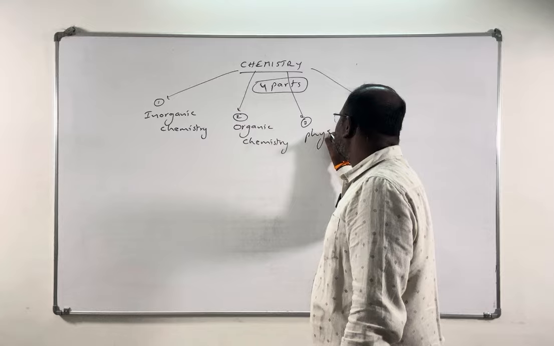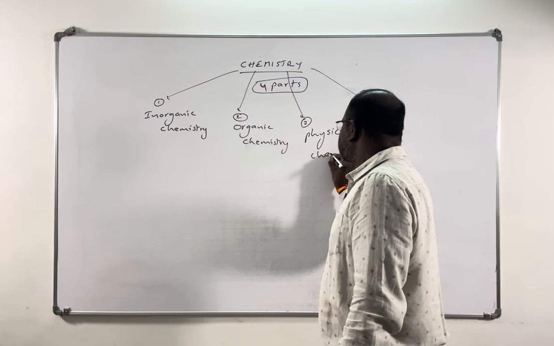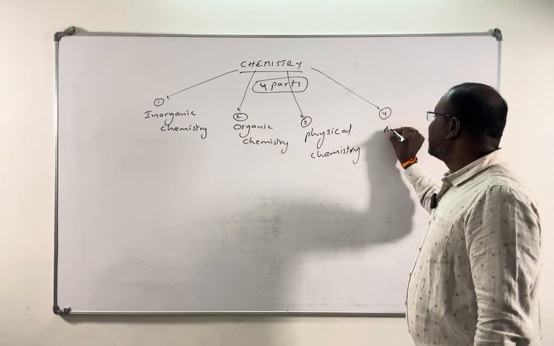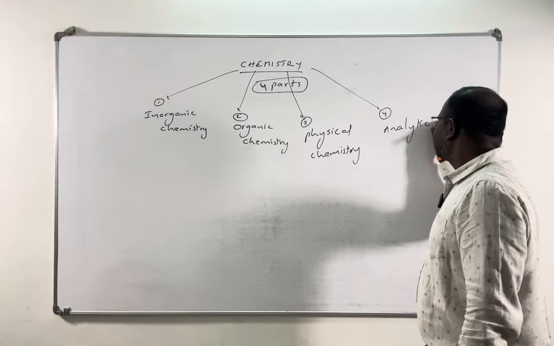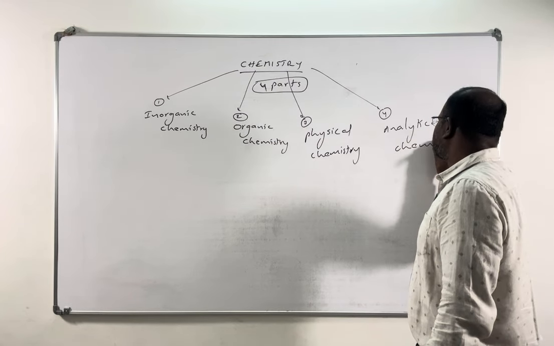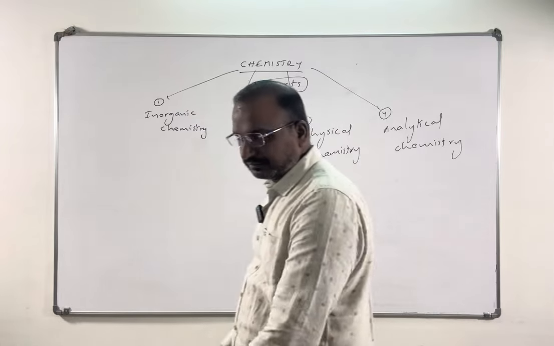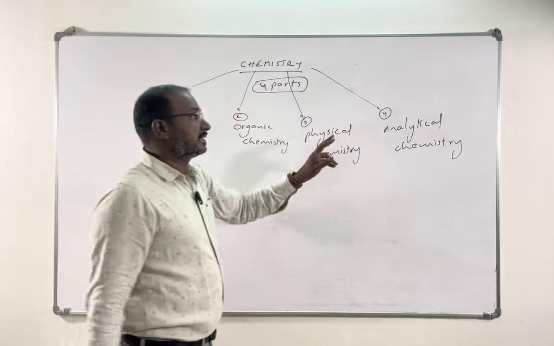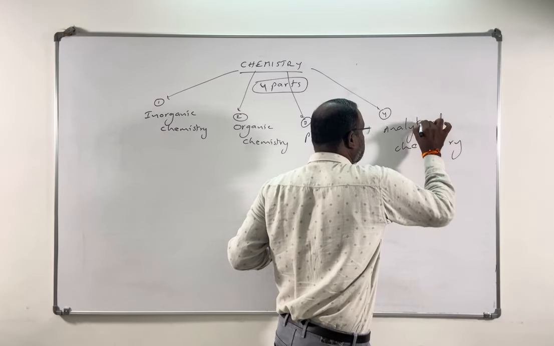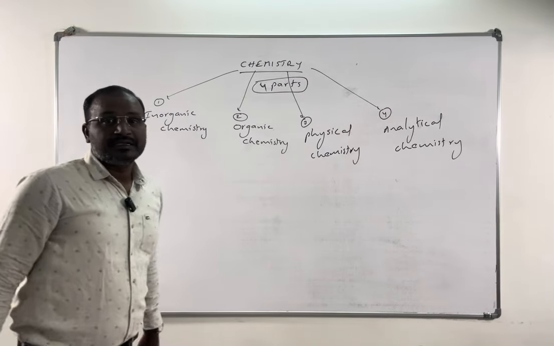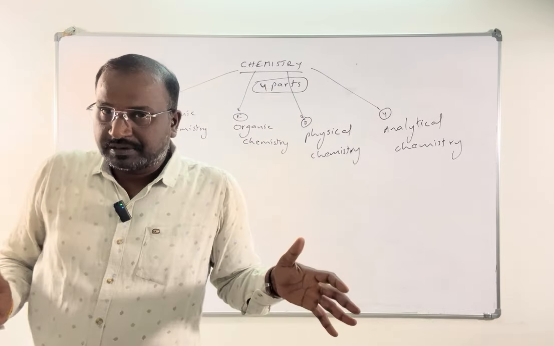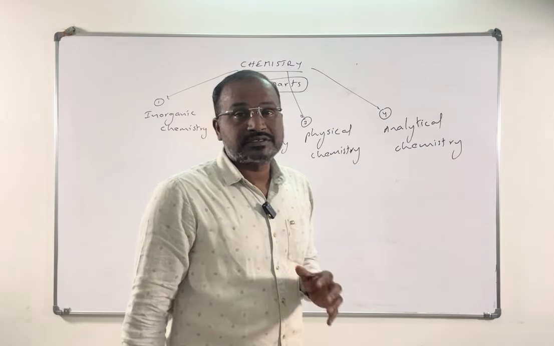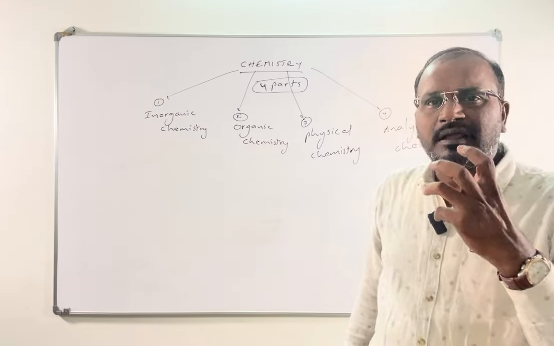The fourth one is analytical chemistry. Most will say chemistry has three parts, but that is absolutely wrong. Chemistry is not in three parts, it is in four parts. Most lecturers will not explain all four parts efficiently.